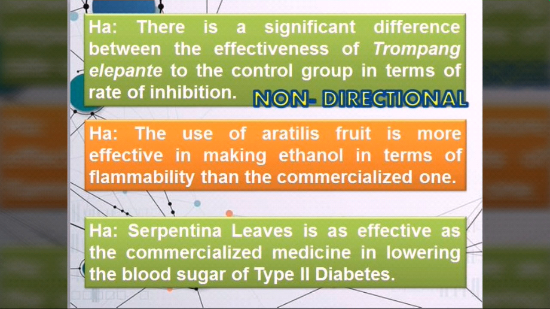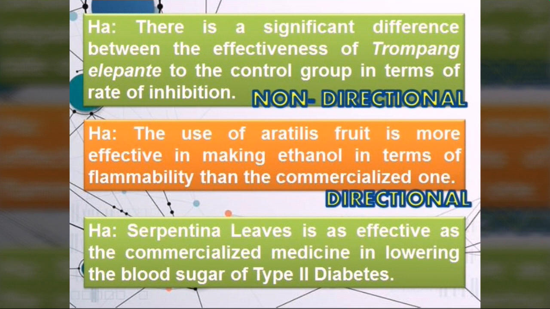Next, number 2. The use of aratilis fruit is more effective in making ethanol in terms of flammability than the commercialized one. Is it non-directional or directional alternative hypothesis? I'll give you 2 seconds to think. If your answer is directional, then you are correct.